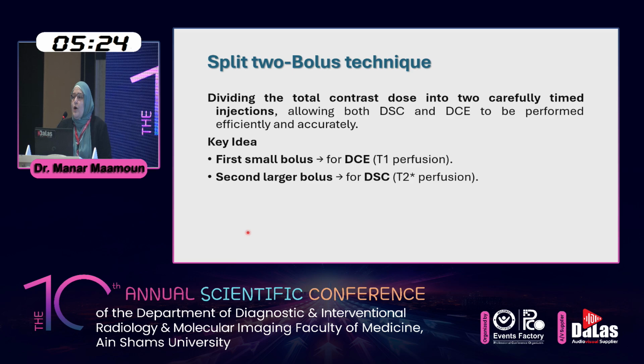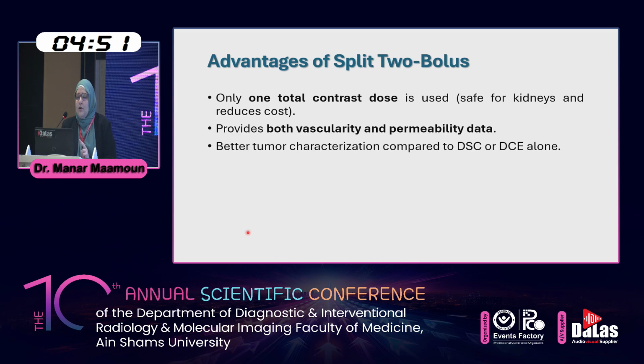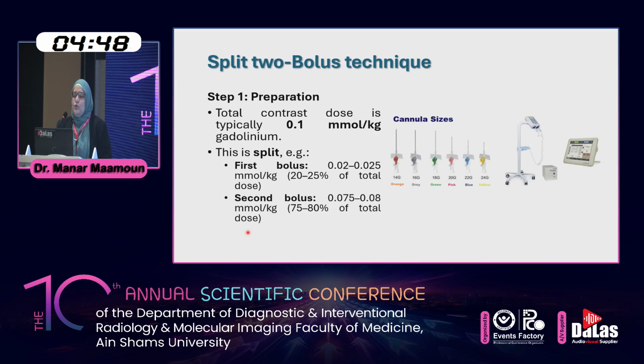For the importance of acquiring both techniques and having data about K-trans and cerebral blood volume, there is a technique we use called the split two-bolus technique, to acquire both perfusion techniques in the same session for the patient. This saves the patient another additional study to get the data from another exam, and also saves the patient and his kidney the excess contrast. We use two boluses, starting with the T1 permeability, then T2 star. The total contrast dose is 0.1 millimole per kilogram.